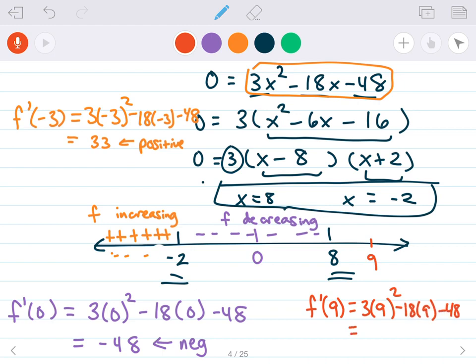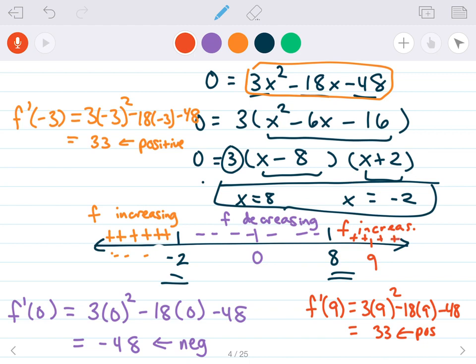Let's compute this. Okay, so I'm getting a positive number. This is 33, positive, which tells us that f is increasing on this interval, because we have positive, positive, positive, positive, okay?